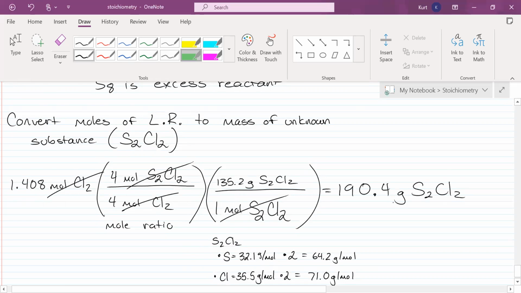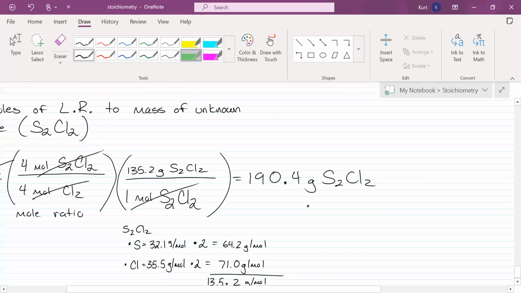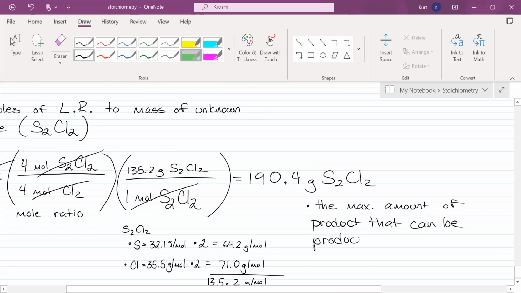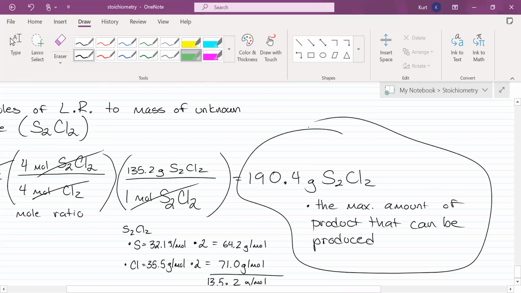Okay. So what this value represents is the maximum amount of product that can be produced. And that's the second third of this procedure.